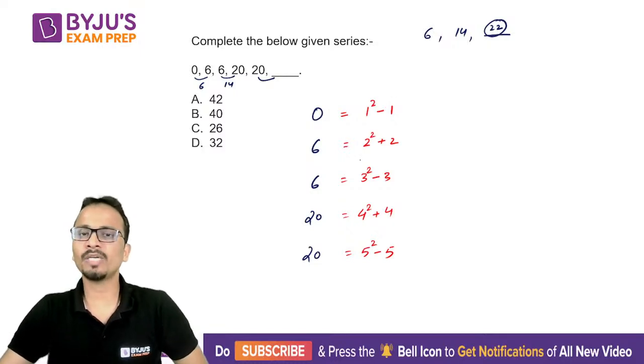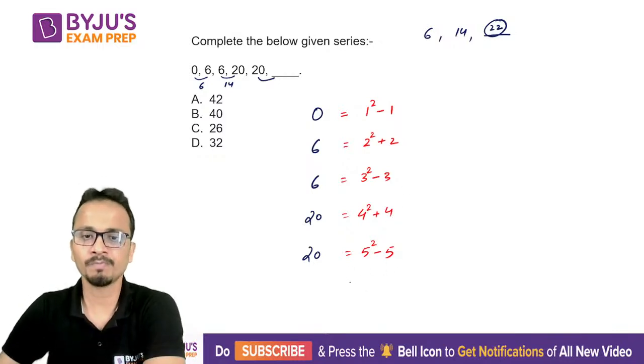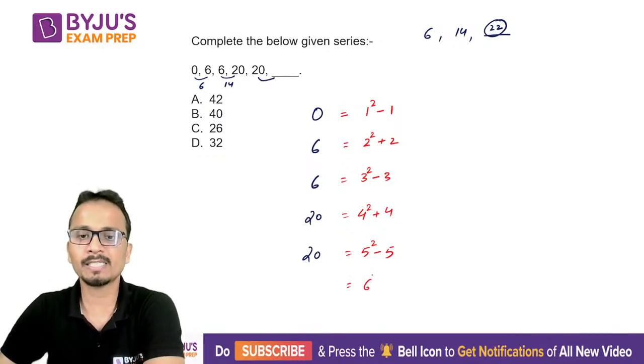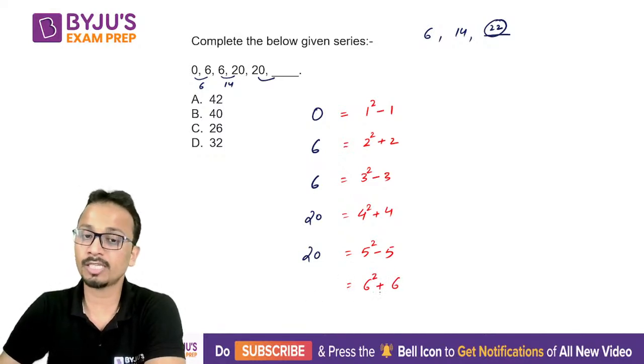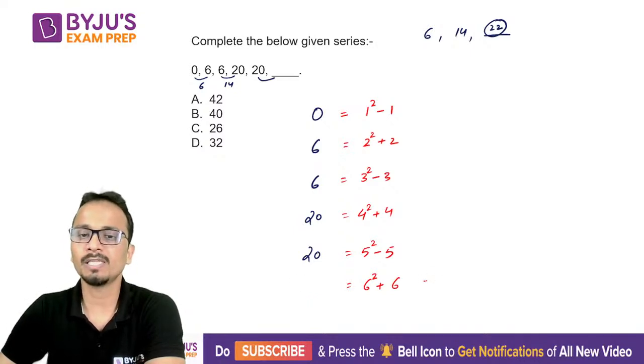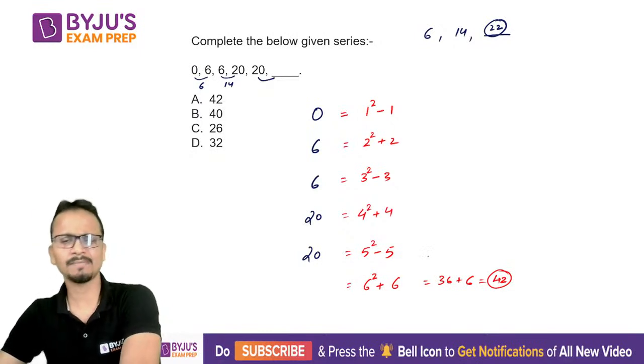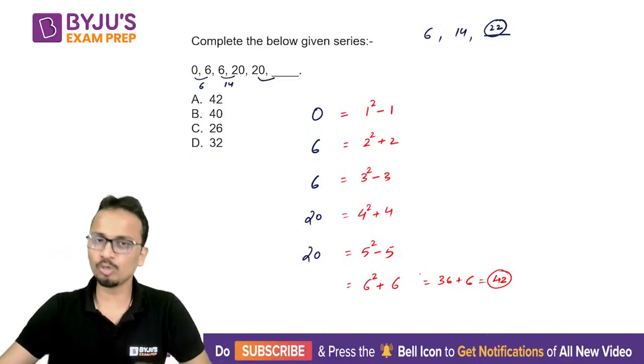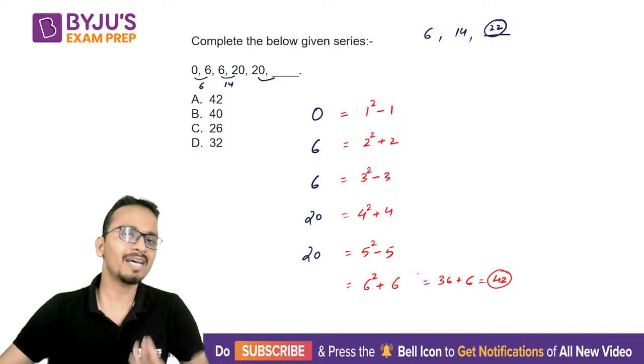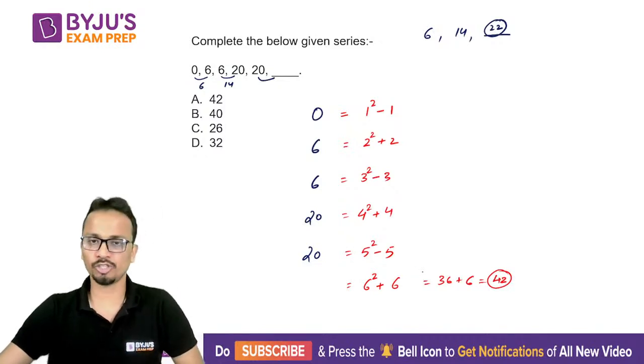1 square minus 1, 2 square plus 2, 3 square minus 3, 4 square plus 4, 5 square minus 5. So the next number will be 6 square plus 6. So the answer will be 36 plus 6, which is 42. Alright, so 42 is the correct answer for this one. But I would like all of you to use a better logic, a correct way of answering such questions.